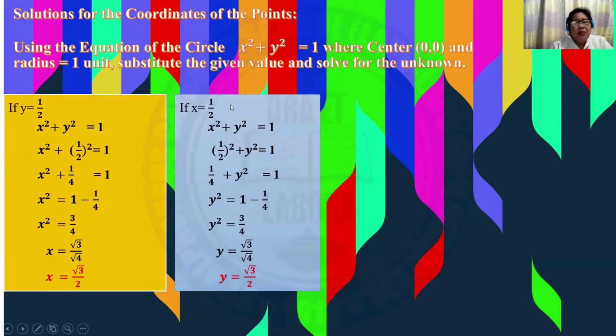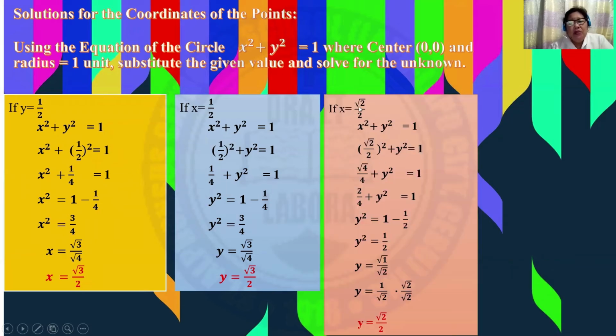Next, if x is equal to 1/2, we are going to change x into 1/2. Take the square, that is 1/4. And transpose, so we have now 1 minus 1/4. Take the LCD, we will have 3/4. Again, to solve for y, we are going to extract the square root of 3/4. Then we will have square root of 3 over square root of 4, which will give us, again, square root of 3 over 2. So the value of y is square root of 3 over 2.